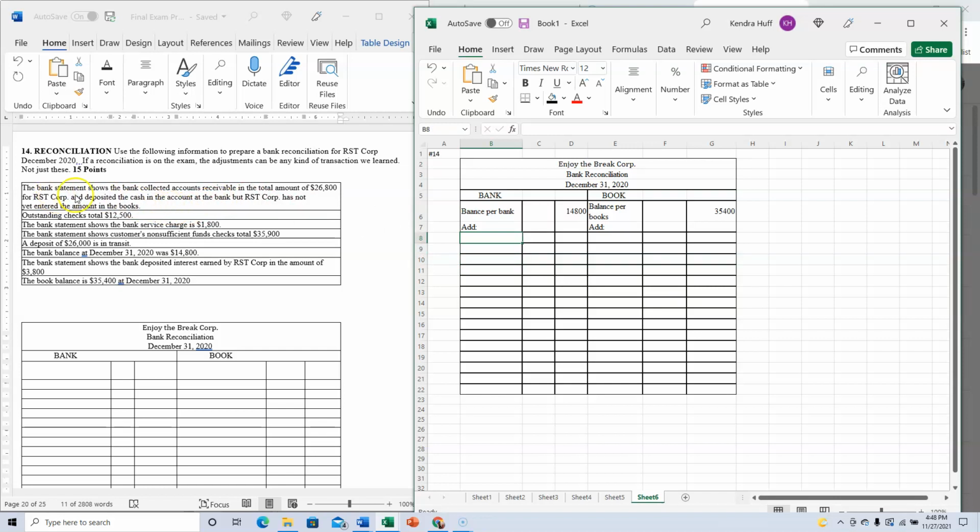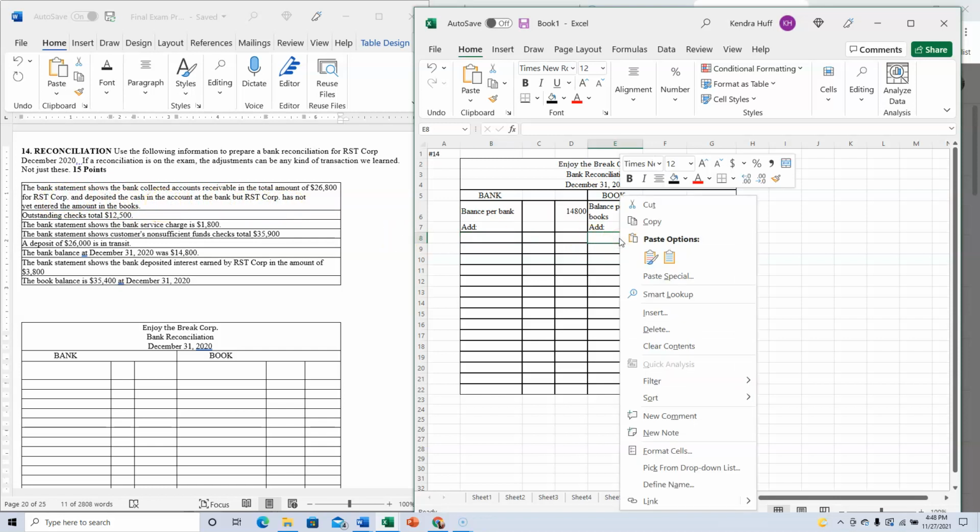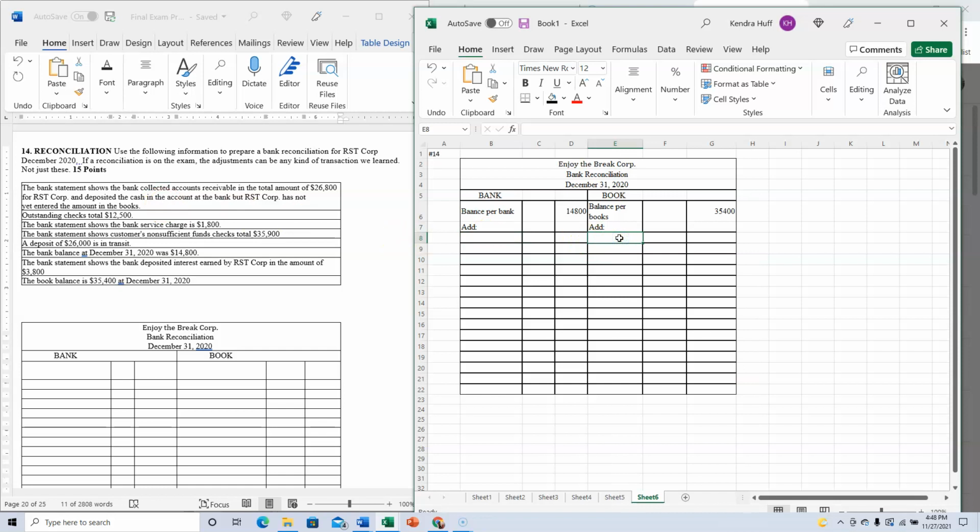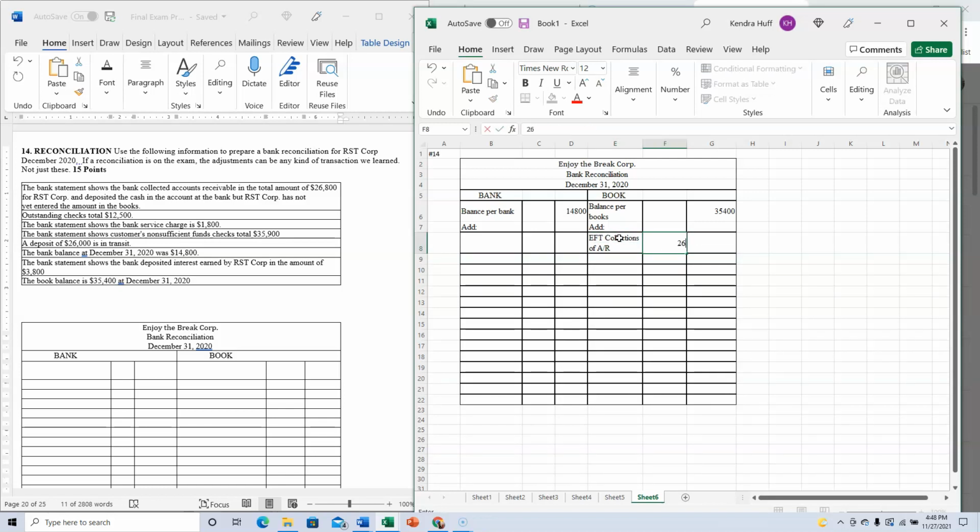Back to the top. The bank statement shows the bank collected accounts receivable in the total amount of $26,800 for RST Corp. and deposited the cash in the account at the bank, but RST Corp. has not yet entered the amount in the books. So that's going to be added to the book side. These are EFT collections of accounts receivable. I'm going to add that, 26,800.